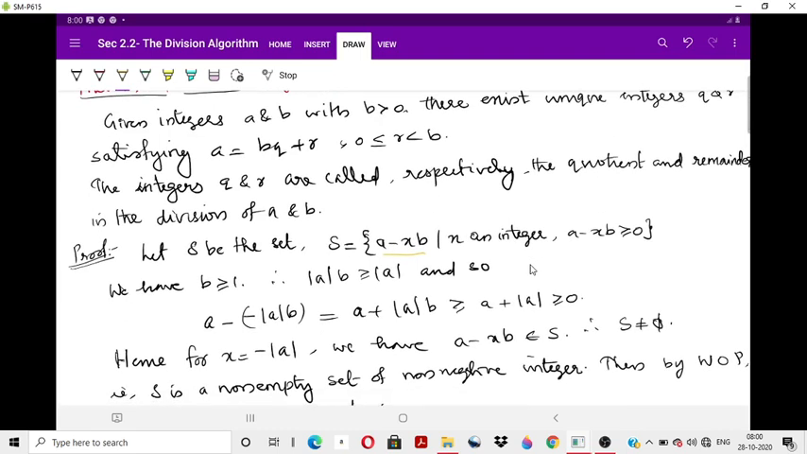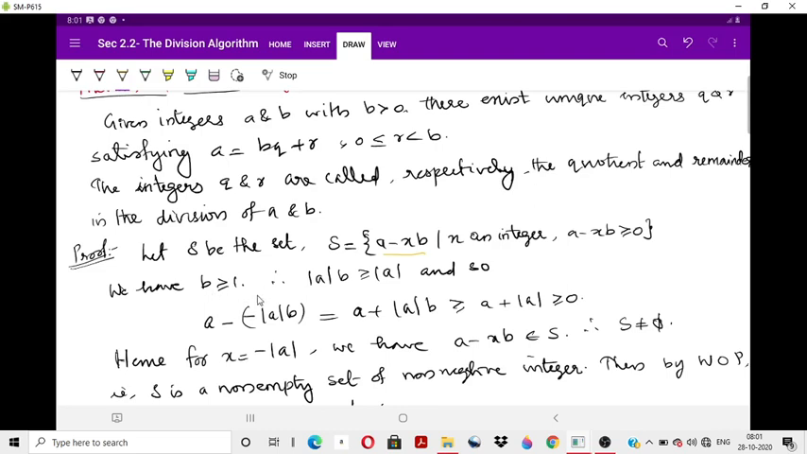In order to apply the well ordering principle to this set, the first condition is that S is a set of non-negative elements, and one more thing we need to show is that S is non-empty. Only then can we apply the well ordering principle. For that we consider b. From the theorem itself, it is clear that b is greater than 0. That means b is a positive integer, so it is greater than or equal to 1.